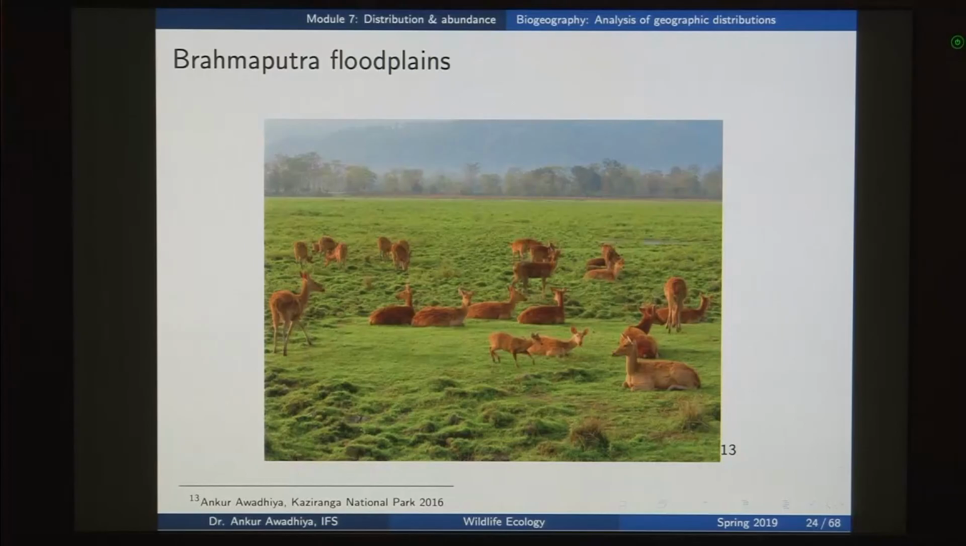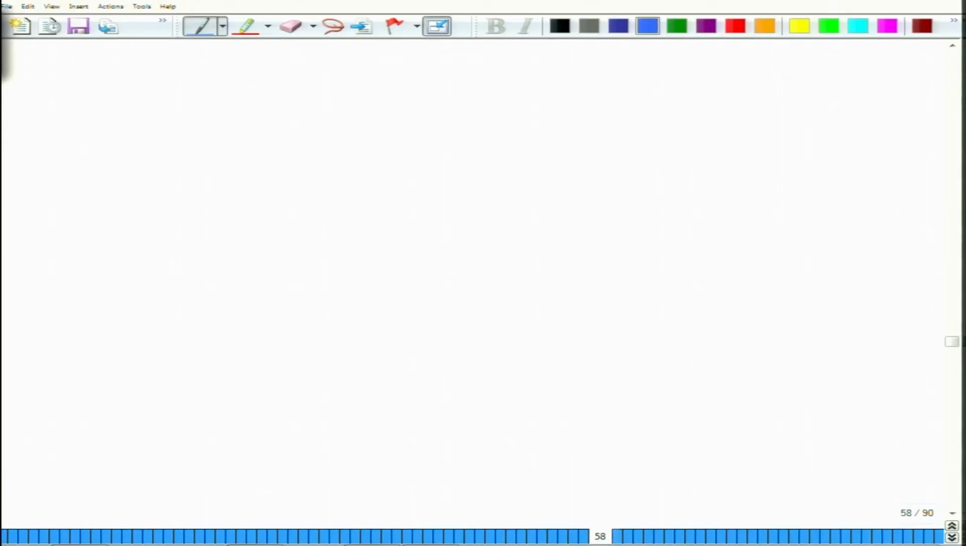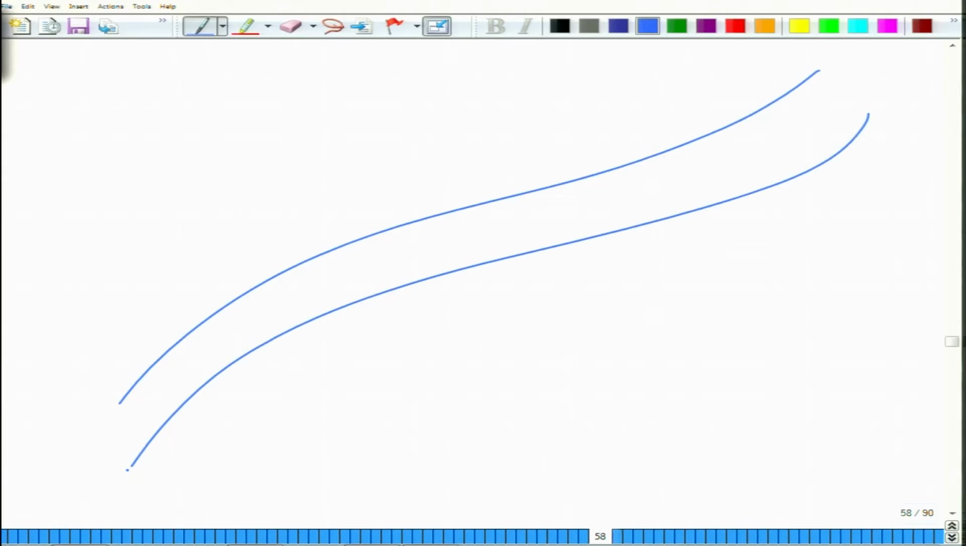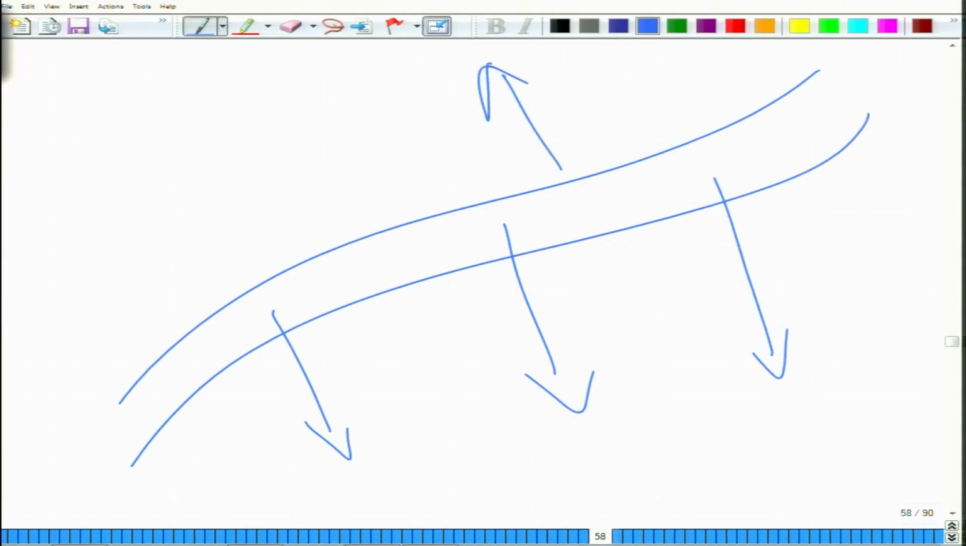Now Brahmaputra floodplains in the state of Assam are governed by the life of the river. So typically you have this river Brahmaputra, which is draining this area. This is Kaziranga National Park, and in the rainy season the river floods, and when it floods, it inundates the whole of this area. So you have these floodplains that completely get inundated.